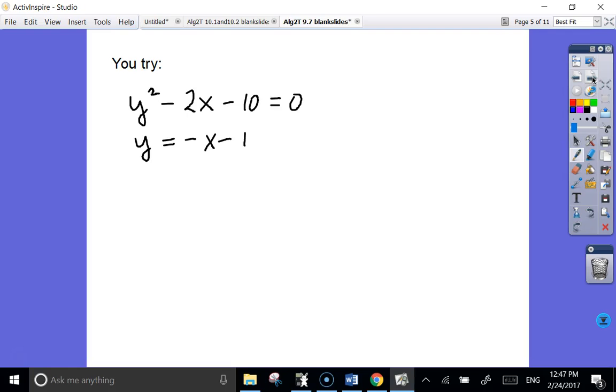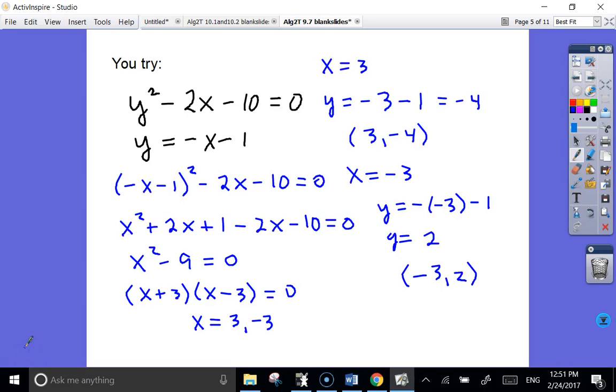Okay, so try to do the same thing with that one. Right, so it was already solved for y. So I substitute for y in the other equation. Now that's a FOIL, right? And when you get done with it, it should be x squared plus 2x plus 1 when you finish FOILing that. And then the 2x's cancel, and 1 minus 10 is negative 9.